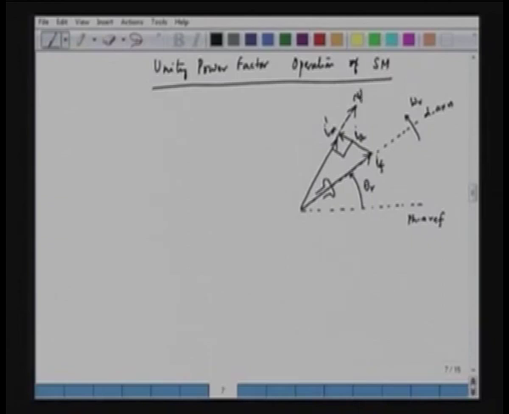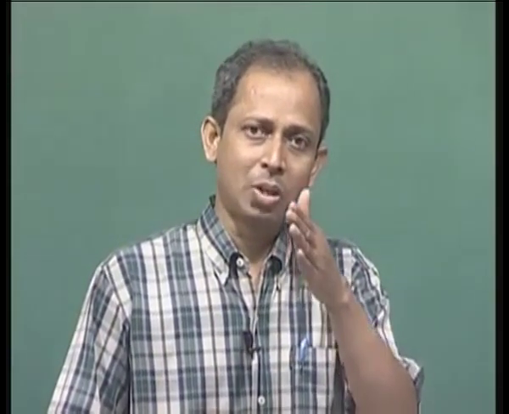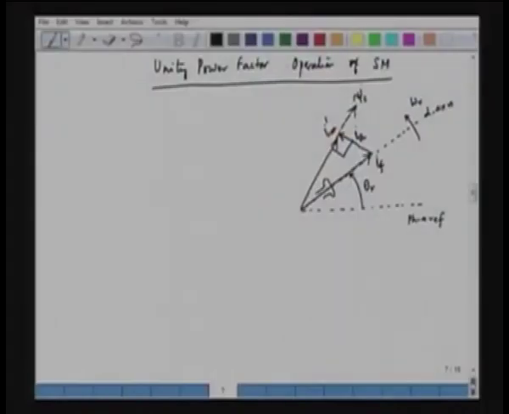The vector for the armature voltage is at right angle to psi s, because psi s will induce the armature voltage or the armature back EMF. If we neglect the resistance drop, the back EMF or the induced EMF and the voltage are the same. So, the induced EMF will be leading the flux by pi by 2. If this is our flux vector, the induced EMF vector will lead the flux vector by pi by 2. So, this is the induced EMF vector.